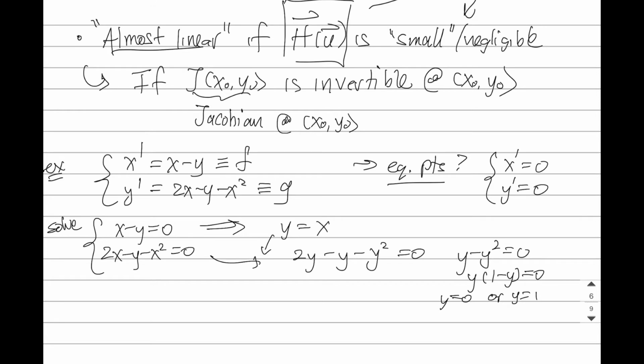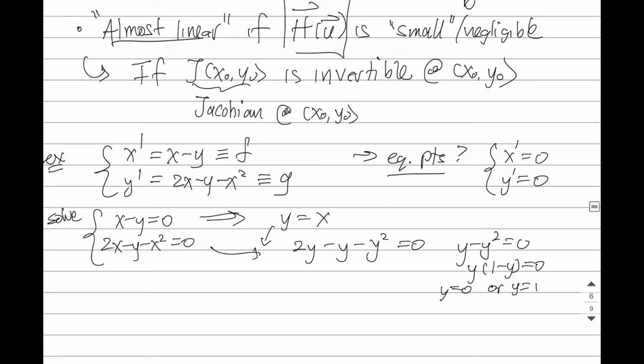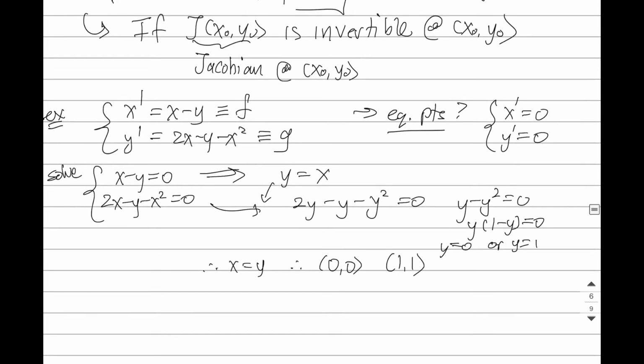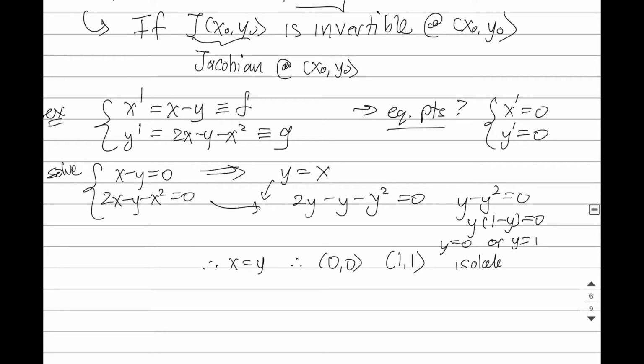Now in each of these, because x and y have to be the same, we will get two isolated equilibrium points or critical points or fixed points. There are a lot of different names for them. They are indeed isolated. It's not a continuous string of points together that we can't separate. We can draw a little ball around these, and they will be the only point within that ball.